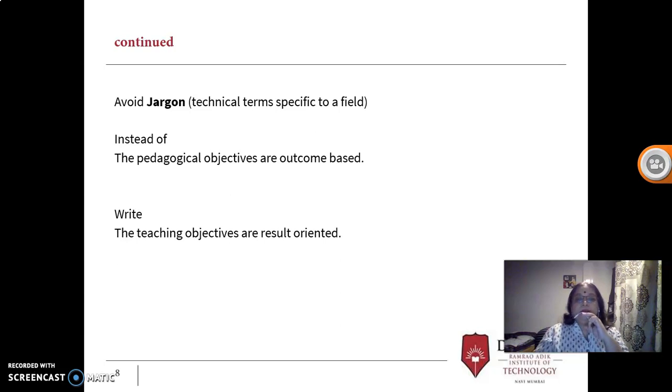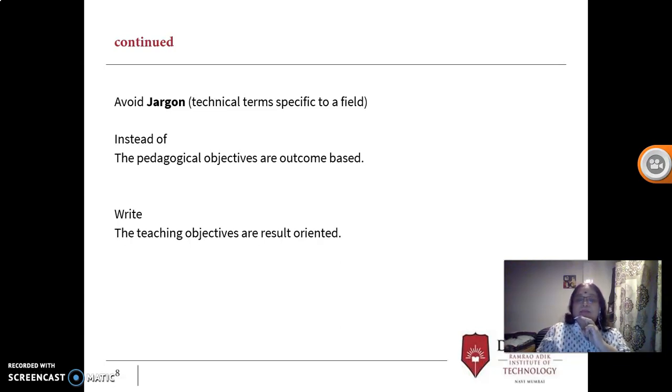Now, another way of making your letters clear is to avoid jargon. Jargon, you are already familiar with this word from when we talked about barriers to communication, language barriers. Actually, it is a technical term which is specific to a field. So, if you are a literature student, you would be hearing words like epiphany and juxtaposition and so on, which we may not be using in daily life.